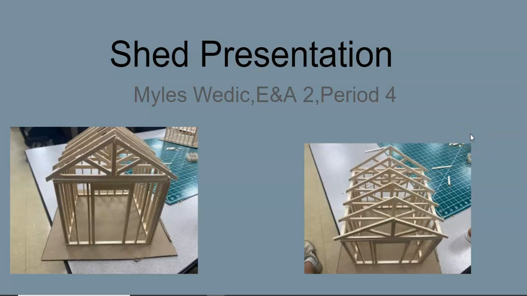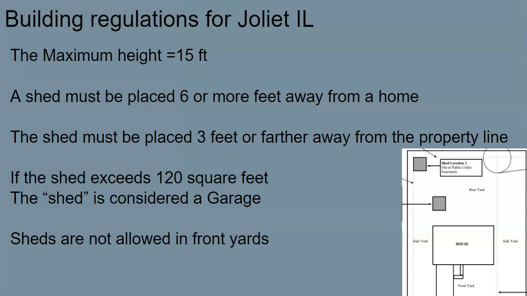This is my shed presentation for Engineering and Architecture 2. Building regulations for Joliet, Illinois. Some of the regulations are that the maximum height of a shed is 15 feet, and for a shed to be allowed in an area, a shed must be placed 6 or more feet away from a home.